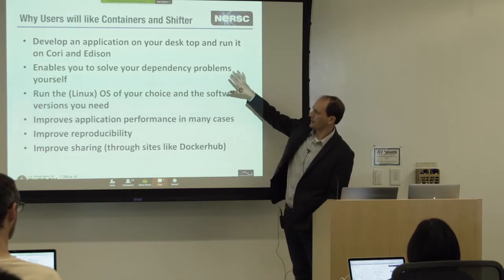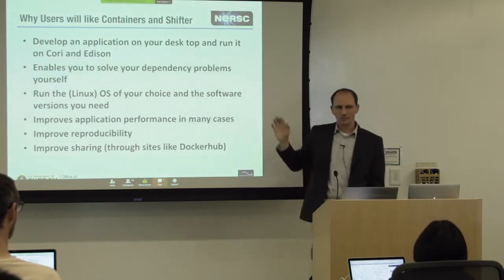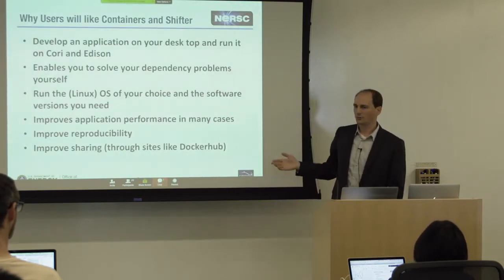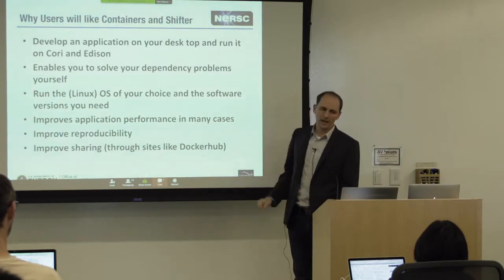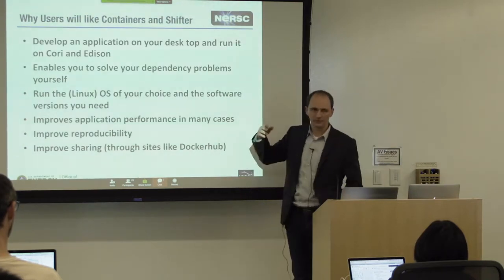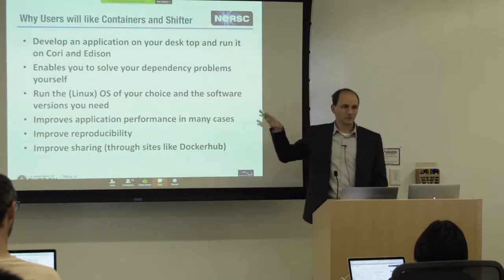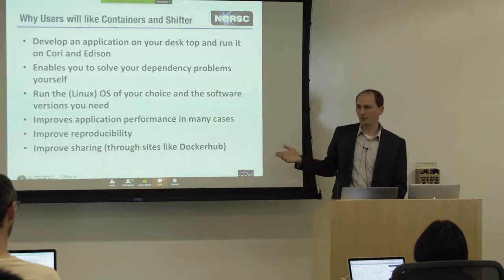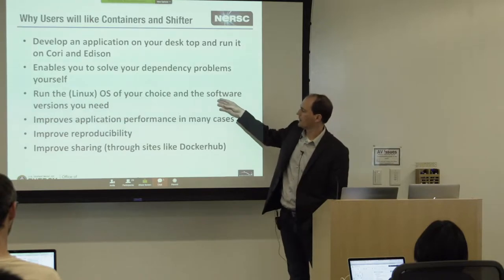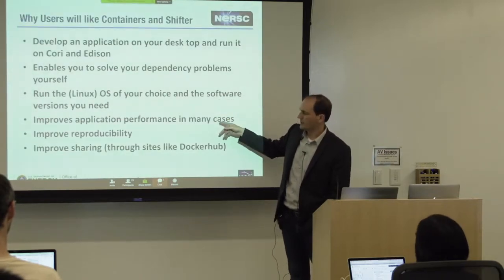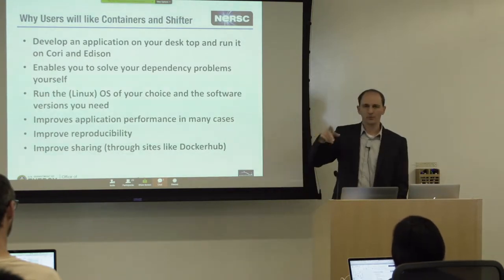So you can bypass all this in a Docker container because you have total control over it. You can just do an apt-get or a yum install instead of trying to manually build all these things. You're not limited to the SUSE OS that we run on the Crays. You could run a Red Hat or a CentOS or Ubuntu or something like that. In many cases, it improves application performance.